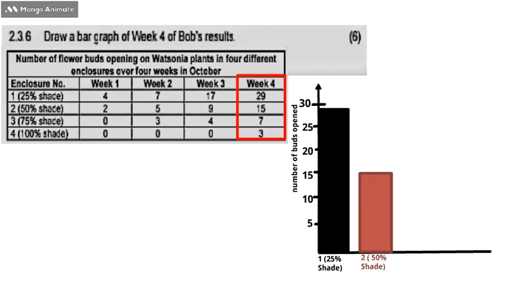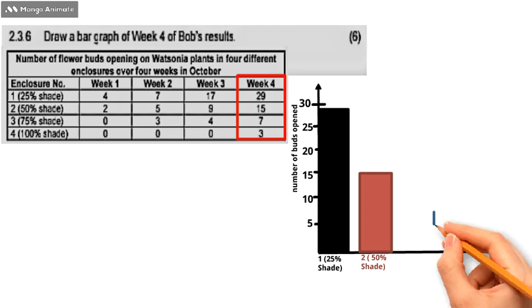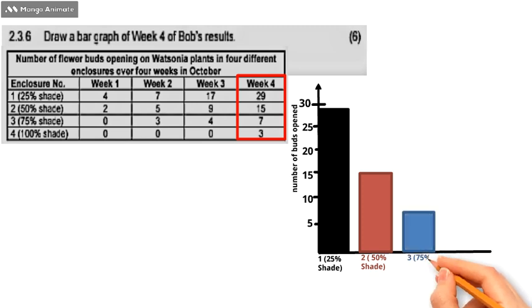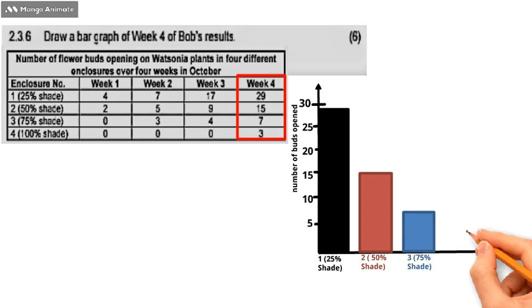As you can see, I'm also writing the percentage of the shade. So 1 is 25% shade, 2 is 50% shade, and 3, which is 75% shade, has 7, so I'm going to write it somewhere here. Then 4, which is 100% shade, had only 3, so I'm going to draw the bar like this. It is less than 5, close to half but a bit higher than half. So that is how the chart should be.